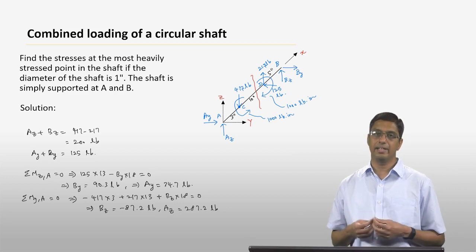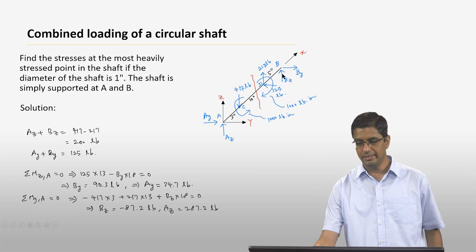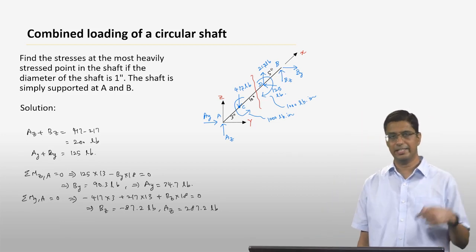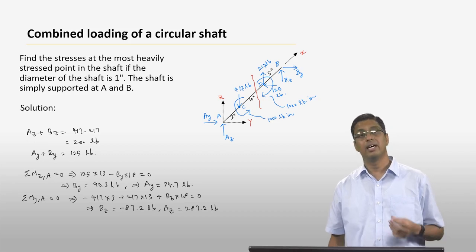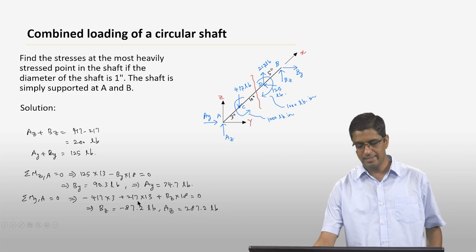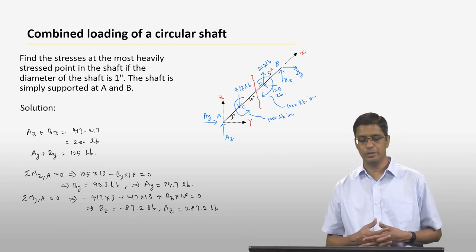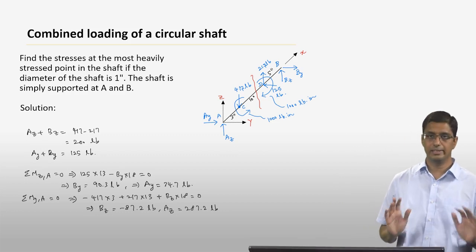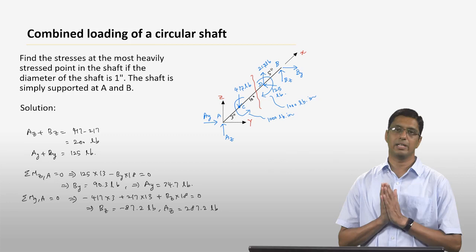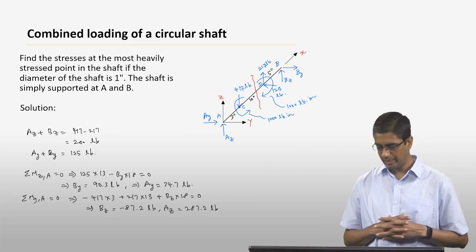Bz is in the direction opposite to what we assumed. We assumed that Bz is in the positive z direction, but it turns out that Bz is in the negative z direction, and the magnitude of Bz is 87.2 pounds. On the other hand, Az is in the assumed direction, and the value of Az is 287.2 pounds. So this is the first step: find all the reactions that are going to be present in all the supports in the particular problem.